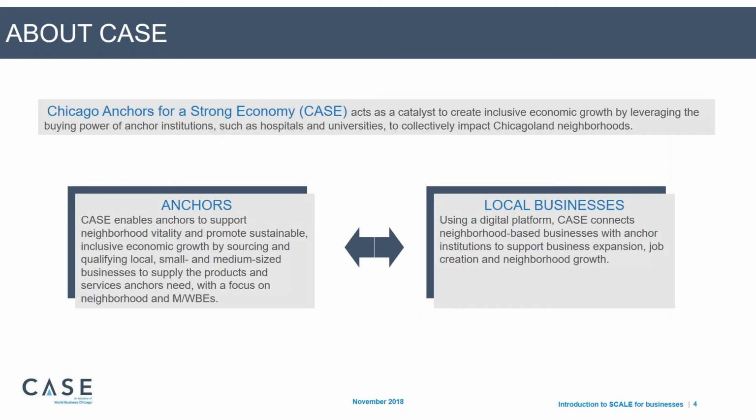Chicago Anchors for a Strong Economy is a program designed to connect our anchor network to small to medium-sized businesses for contract opportunities. There was a time where we had extended our efforts into other areas such as workforce. After a program assessment in early 2018, we refined our focus to be strictly procurement, connecting our anchors to small businesses for contract opportunities.